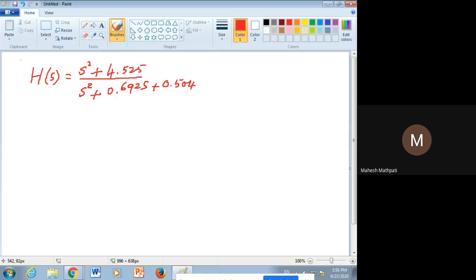H of s equals s square plus 4.525 divided by s square plus 0.692s plus 0.504. Can you try for this? You just try this. Let's see. The same method you can apply. So till then, I will take the attendance again.